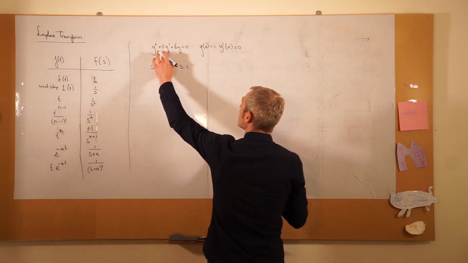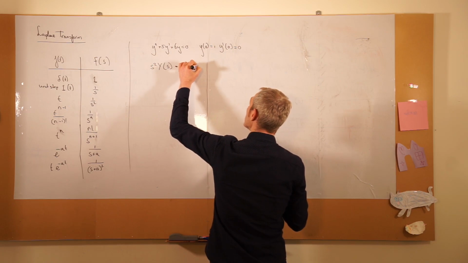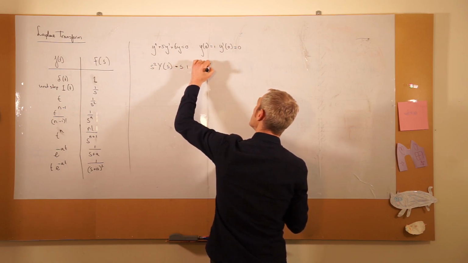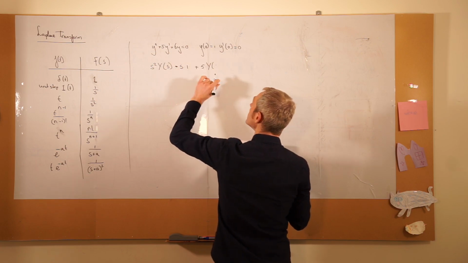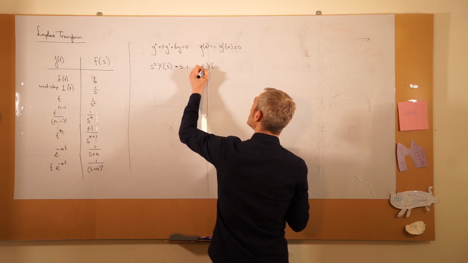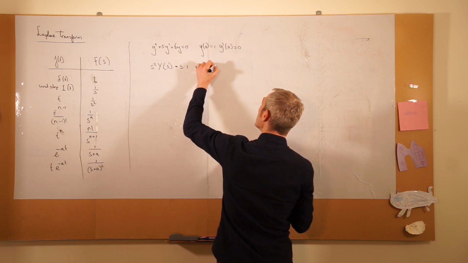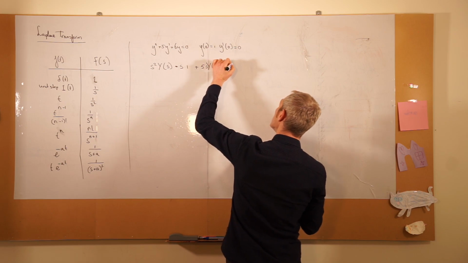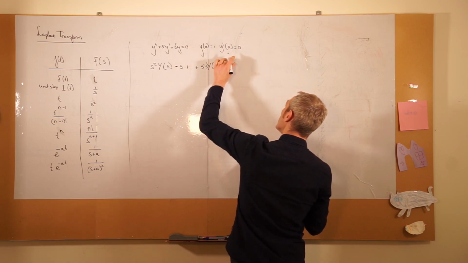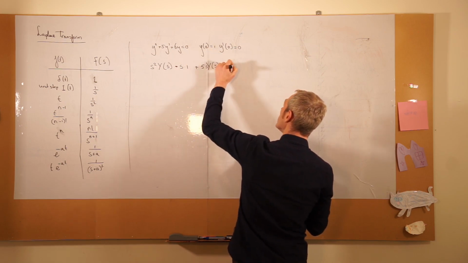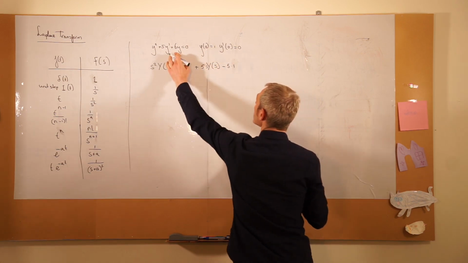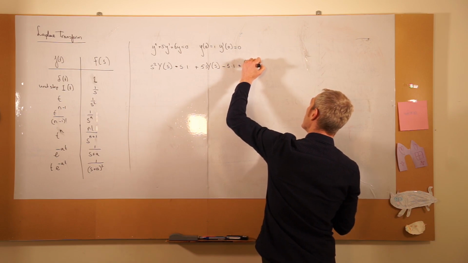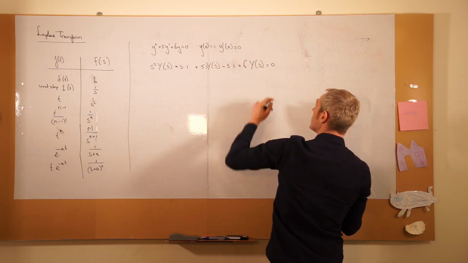Then the Laplace transform of 5 times y prime is 5 times s times Y(s), minus 5 times y(0), which is 1, plus 6 times the Laplace transform Y(s), and that is equal to 0.